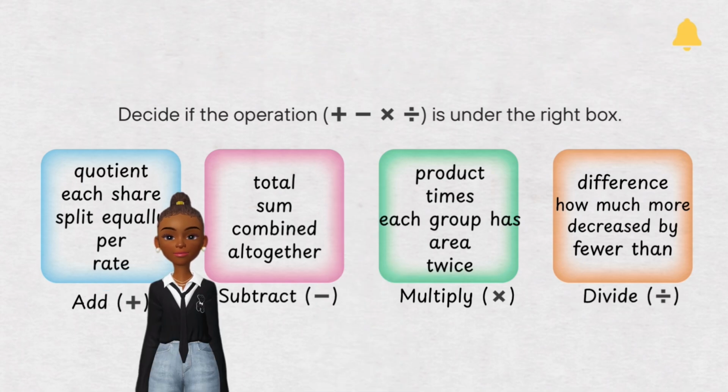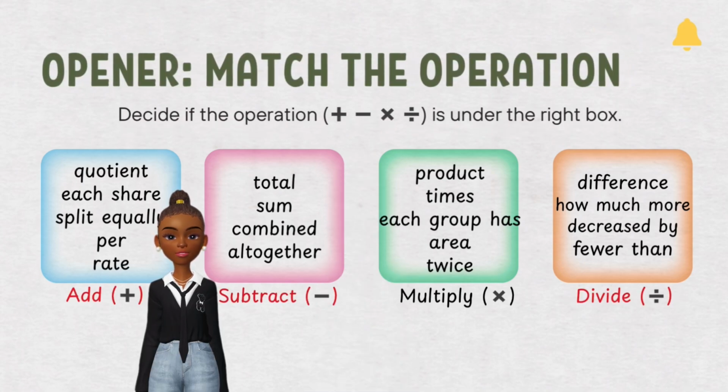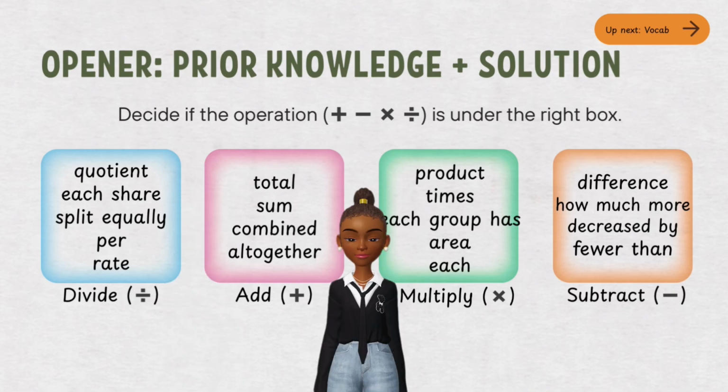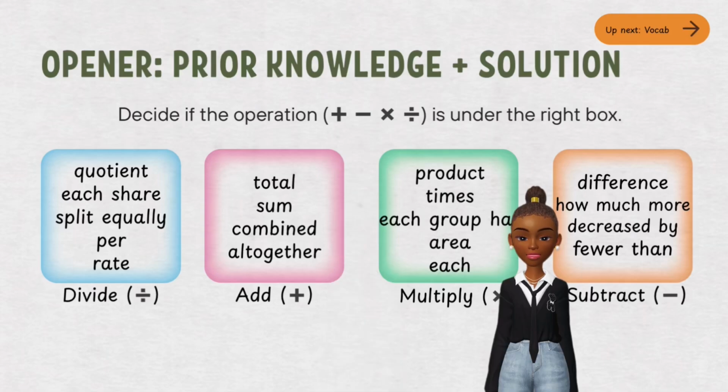So here's the recap. Only one answer was correct, and that was the green box that starts with product. If you see any of those words in the green box, that means that we should be multiplying. All of those words in the blue box, starting with the word quotient, means we need to divide. All of the words in the pink box, starting with the word total, means we need to add. And all of the words in the orange box, starting with the word difference, means we need to subtract.